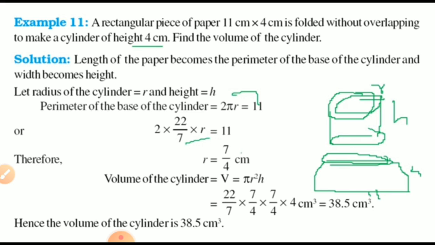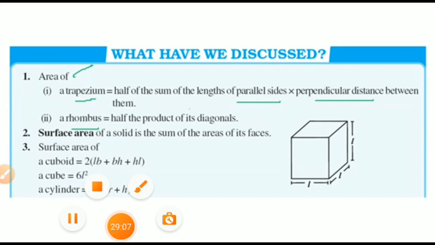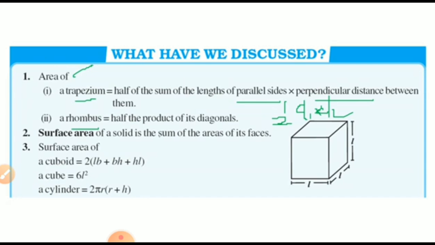Once again I am saying, perimeter में centimeter आएगा, area में centimeter square आएगा, and volume में centimeter cube आएगा. Meter है तो meter, meter square and meter cube. So here what have we discussed? 3 points are there and 3 formulas: trapezium, rhombus, surface area, and surface area of cuboid, cube and cylinder. So you have all the things very clearly. I explained. Still now, if you have any doubt, you can clear it and try to solve the next exercises.